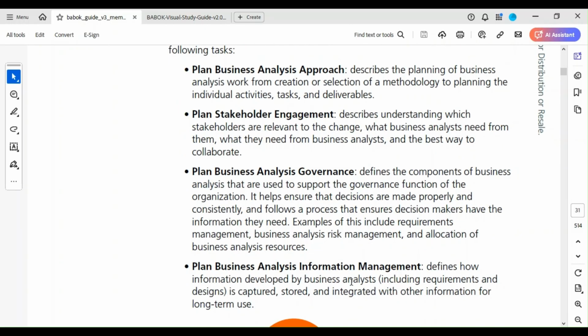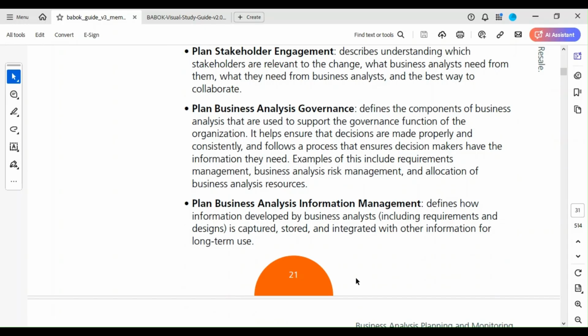Now, plan business analysis governance defines the components of business analysis that are used to support the governance functions of the organization. It helps ensure that decisions are made properly and consistently. So you make sure that the decisions are made properly and follow a process that ensures decision makers have the information they need. Examples of this include requirement management, business analysis risk management, and allocation of business analysis resources.